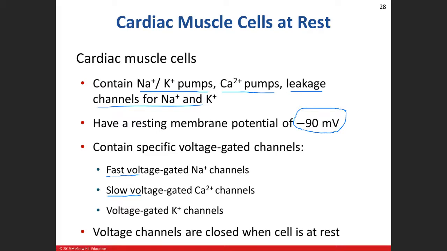So when these cells are at rest, it's different than nodal cells. They don't spontaneously depolarize. So at rest, all of our voltage-gated channels are closed. It's going to be almost like our skeletal muscle cells. When it's at rest, gates are closed. Nothing's going on.